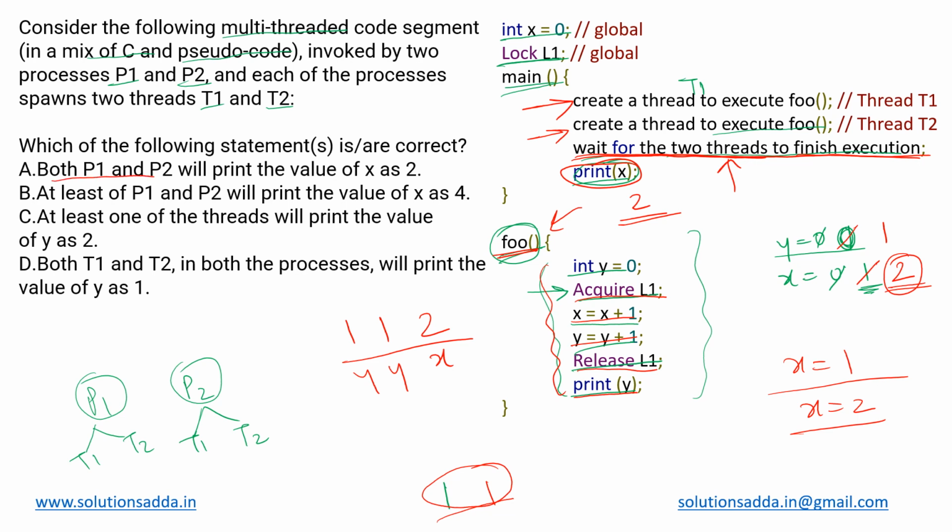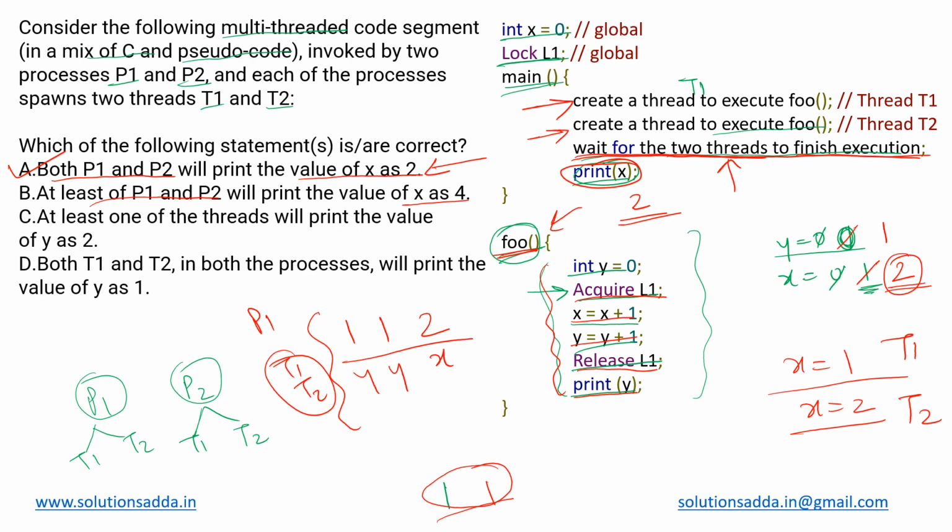First is saying that both P1 and P2 will print the value of X as 2. So this we saw for one of the processes, because process P1 had two threads, T1 and T2, which performed this particular thing. First, we assume that T1 executed and it made X equal to 1. Then T2 executed the same function and it made X equal to 2. So that is what has happened for one of the processes. And here, both the processes are doing the same thing. Same piece of code is being executed. So both will print the value of X as 2. So this is correct.